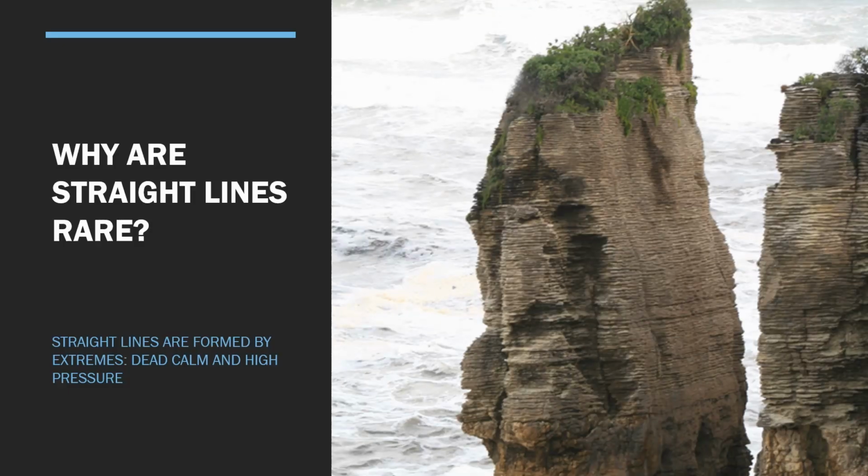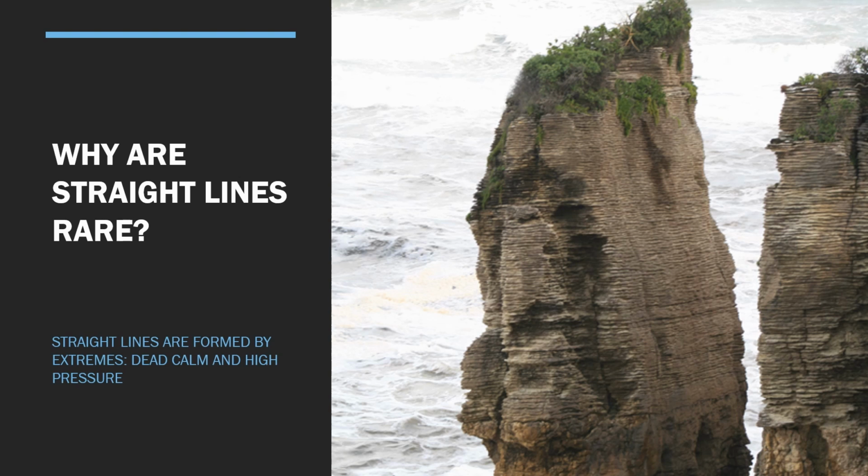It is very rare to find a straight line. You could be sitting watching a natural system for decades before you find a straight line. But straight lines do occur in two extremes. They occur when there's dead calm and when there's high pressure.